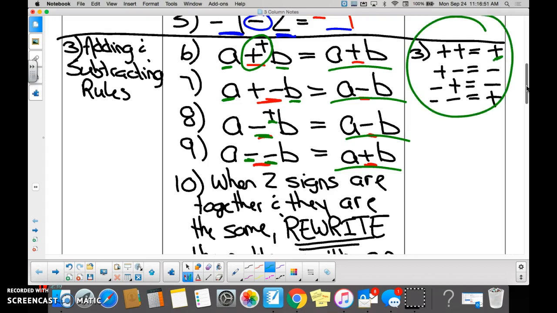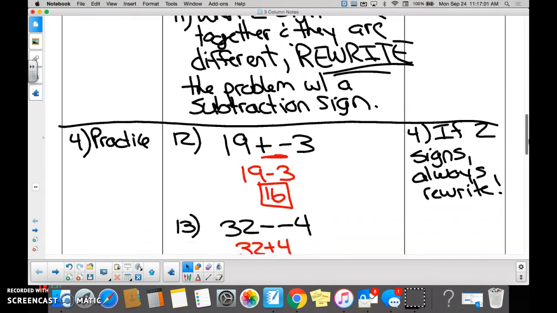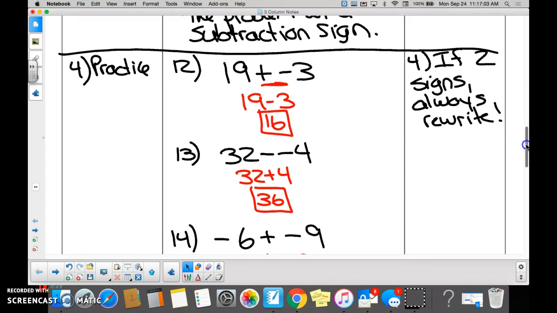A positive and a positive make a? Positive. A positive and a negative make a? Negative. A negative and a positive make a? Negative. And a negative and a negative make a? Positive.